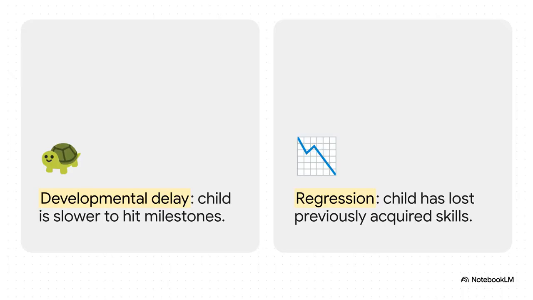Now, there is an absolutely critical distinction to make right here. Once she gives you her concern, you must ask about the child's skills. Specifically, you're hunting for the difference between a simple developmental delay and a much more dangerous developmental regression. You have to ask, has your child lost any skills they previously had? Identifying a loss of milestones completely changes your clinical pathway.